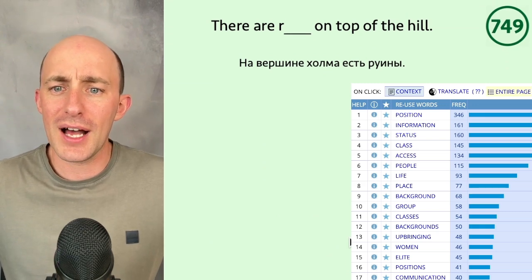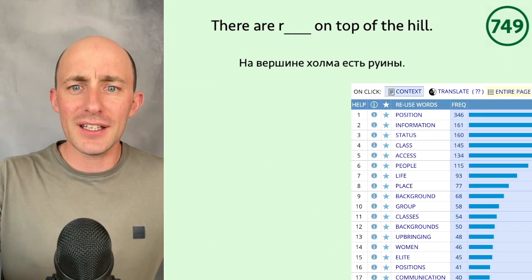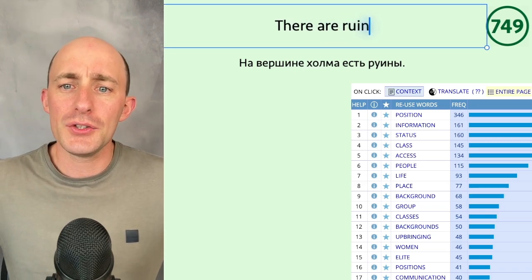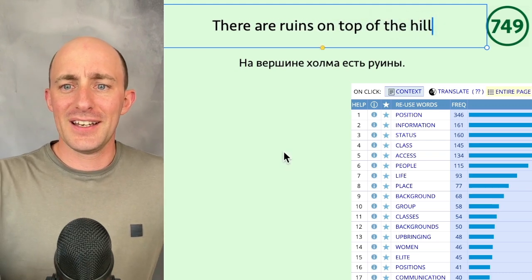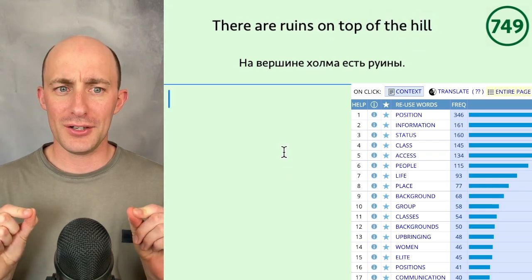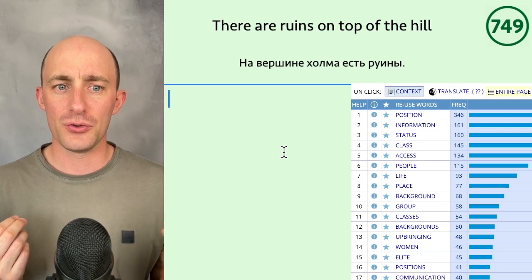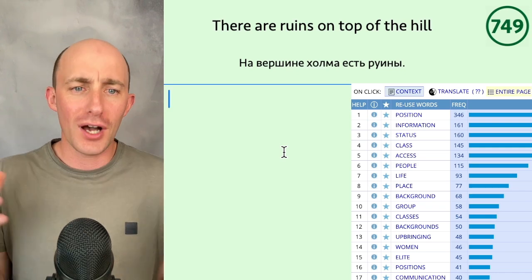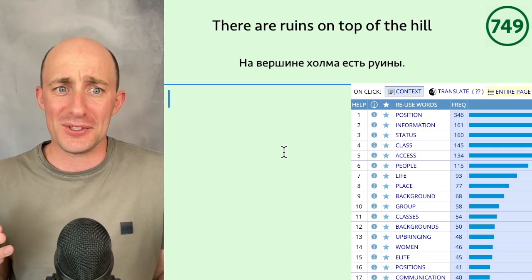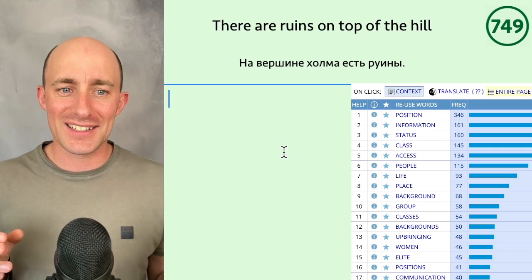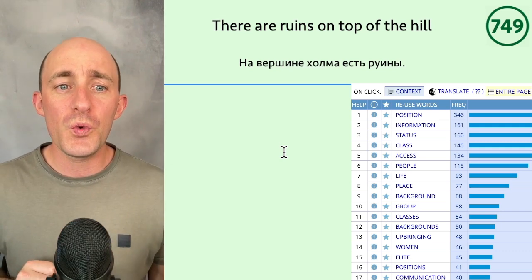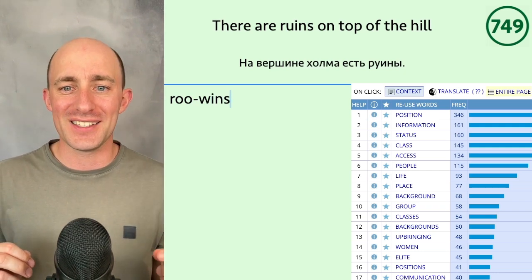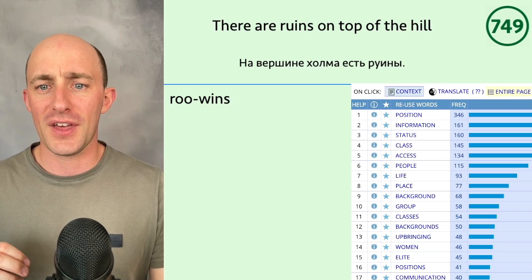Next. На вершине холма есть руины. Руины. Ruins. There are ruins on top of the hill. It's interesting. In Russian, you can combine vowels without adding an extra sound. We can't do that in English anymore. We used to be able to, actually. Now we can't. So we connect the sounds with a w. So you end up with ru and then wins. Ruins. There are ruins on top of the hill.